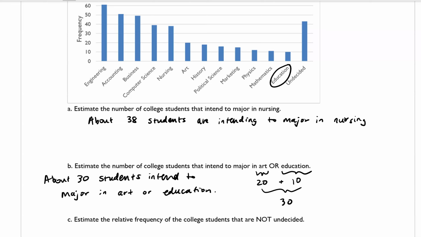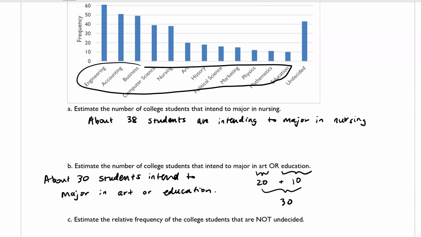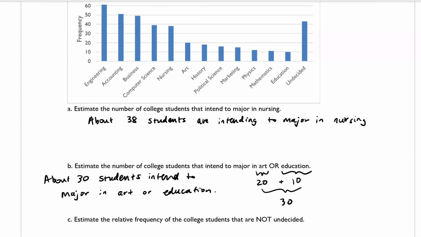And part C says, estimate the relative frequency of the college students that are not undecided. So notice that the undecided is the last bar here. And first of all, we want to count the number of students that are not undecided. And there's two ways of going about this. One way is you can add up all of these majors that are not undecided, and then that would give us the frequency, and then we can calculate the relative frequency by taking that number and dividing it by the total. Now, I do not want to have to go through the work of adding all of those up.